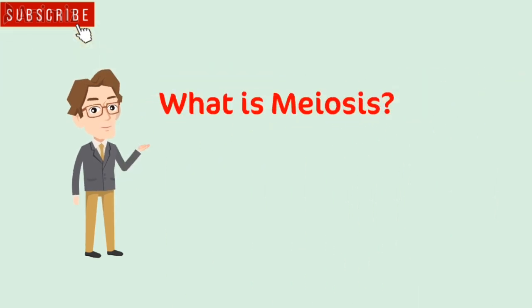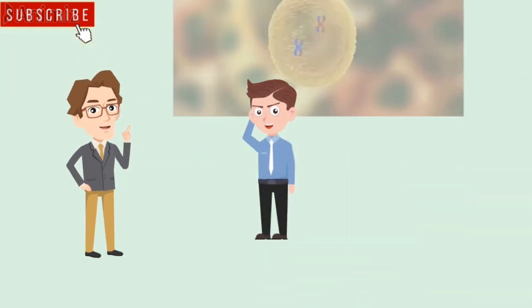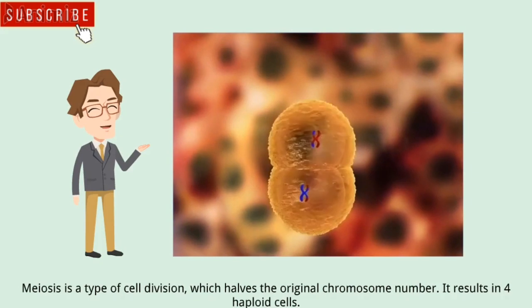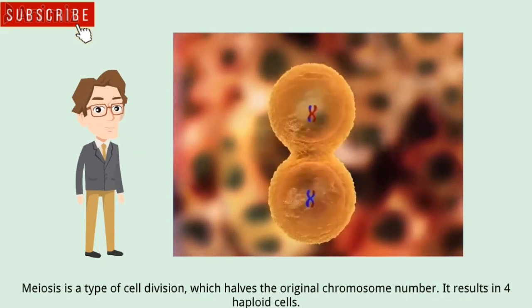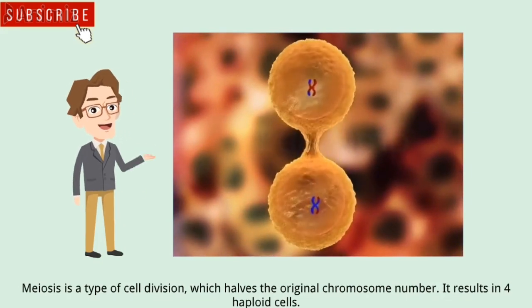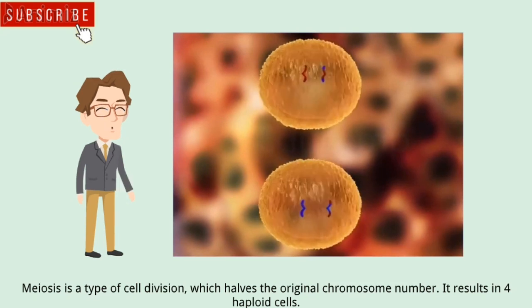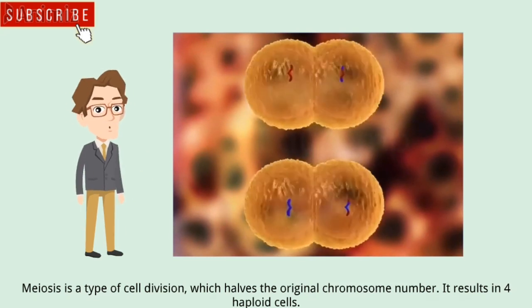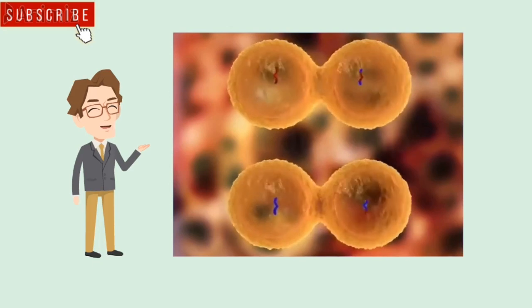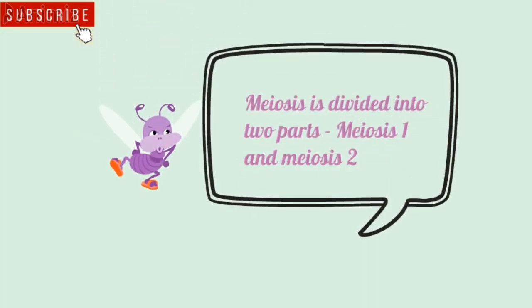Now, Adam, tell me, what is meiosis? I don't know, sir. Meiosis is a type of cell division which halves the original chromosome number. It results in formation of 4 haploid cells. It occurs in germ or sex cells. Meiosis is divided into 2 parts, meiosis 1 and meiosis 2.